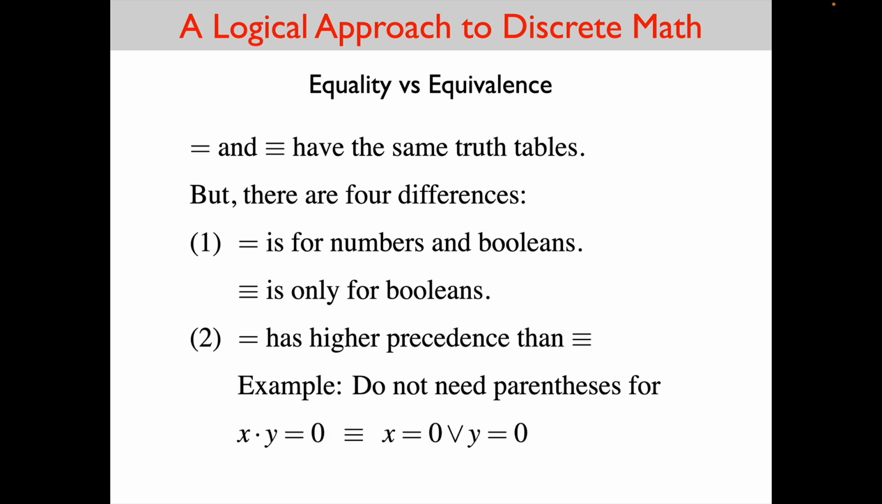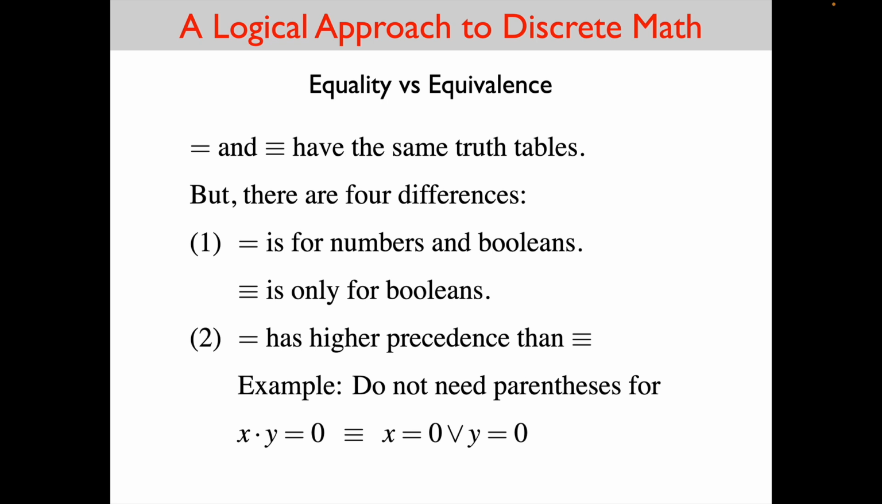For example, you don't need parentheses for this expression. Now let's take a look at this expression. Let's look at the x times y equals 0. First of all, multiply has higher precedence than equals. So you do x times y first, and then you see if that equals 0. So that's one expression. And then on the right-hand side of the equivalence, we have x equals 0 or y equals 0.